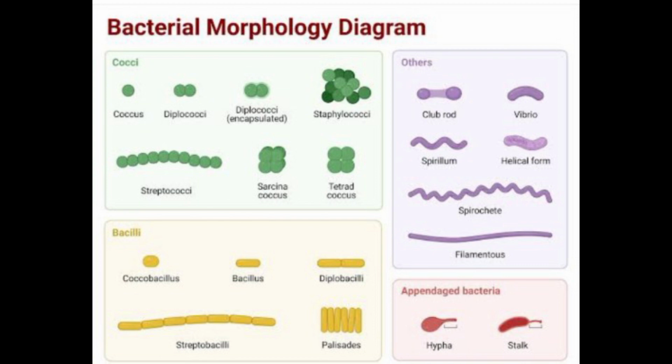Decolorize with acetone for 10 to 30 seconds. Alcohol can be substituted for acetone. Wash the smear with water. Counterstain with the dye safranin for 30 seconds. Dilute carbol fuchsin or neutral red may also be used as a counterstain.